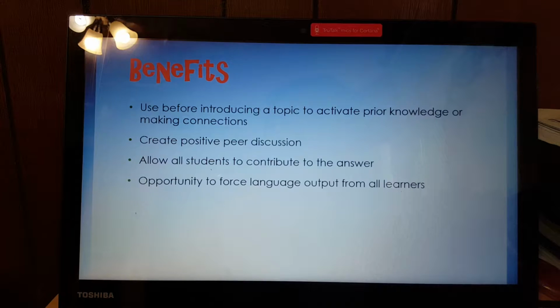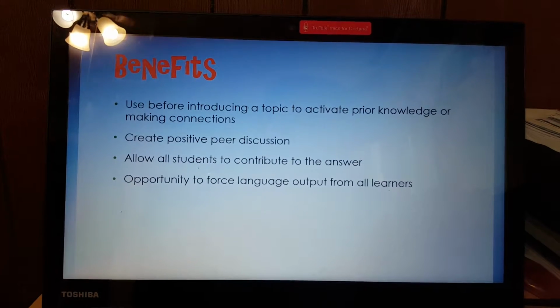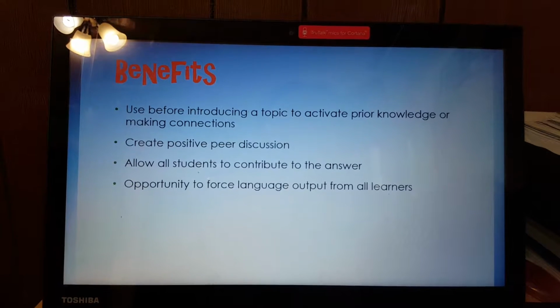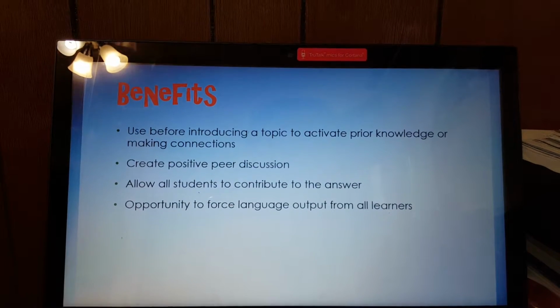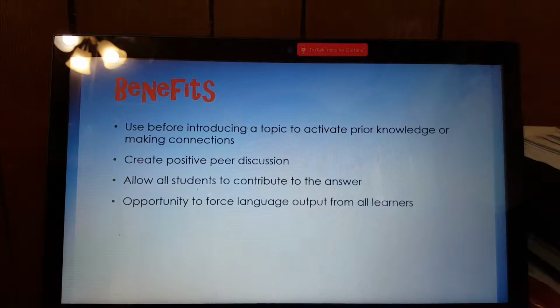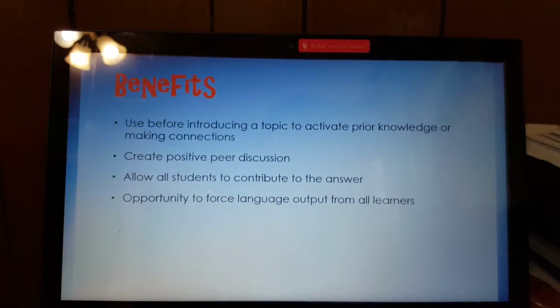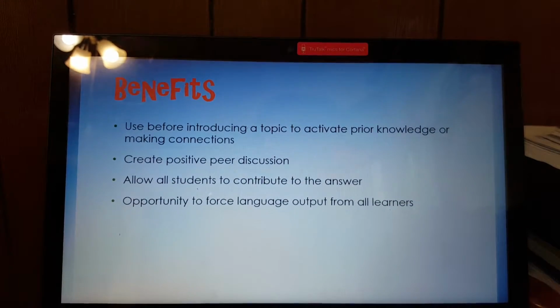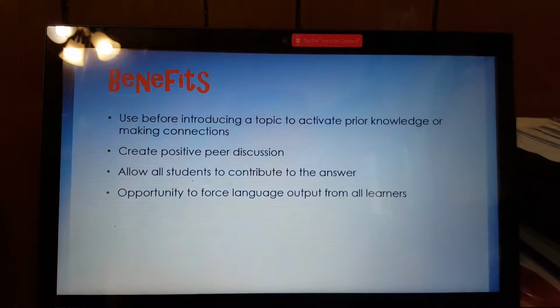What are some of the benefits? You use this before introducing a topic to activate prior knowledge or make connections. You create positive peer discussion, allow all students to contribute to the answer, and create an opportunity to force language output from all learners. I feel that it's a very good strategy, especially for our ESL learners, because they already have English as a barrier, they can always hear from their peers.